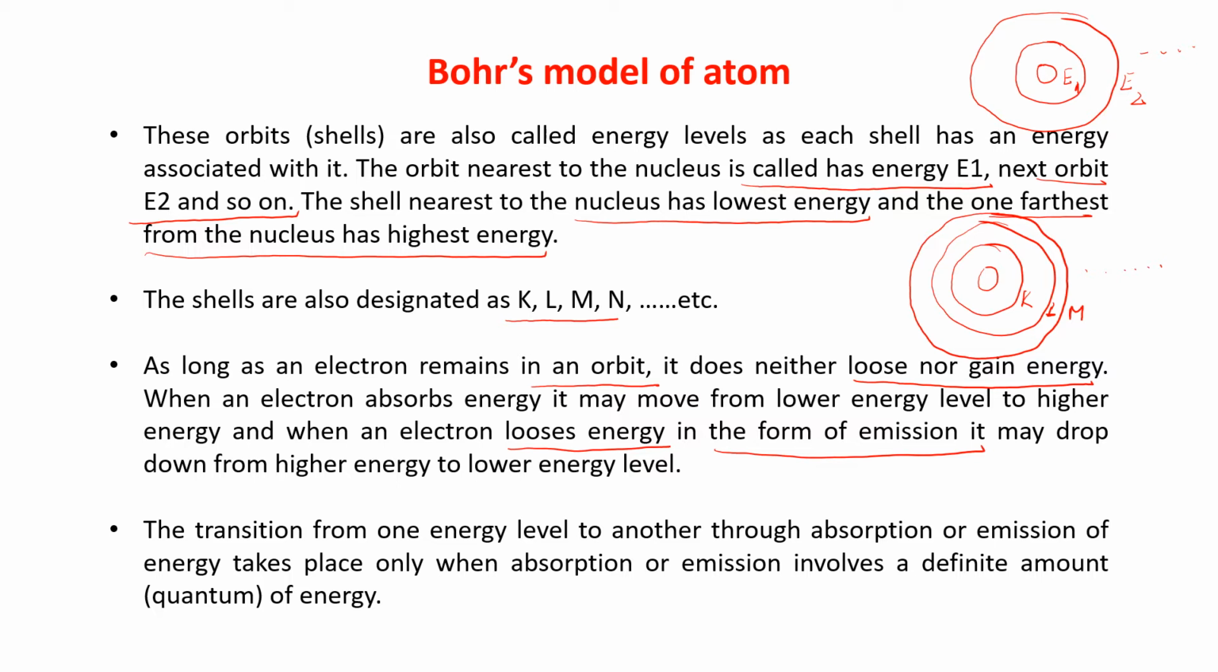Next is the transition from one energy level to another through absorption or emission of energy. It takes place only when the absorption or emission involves a definite amount of energy. This is happening only when the electrons absorb a definite amount of energy or lose a definite amount of energy. That particular definite amount of energy is known as quantum.